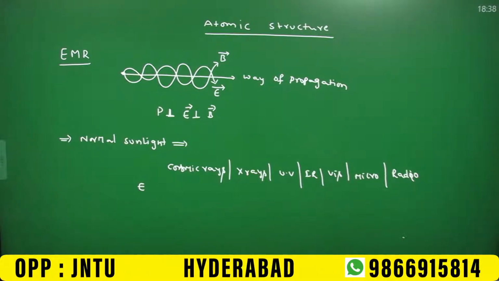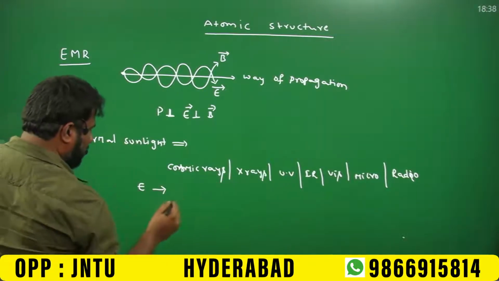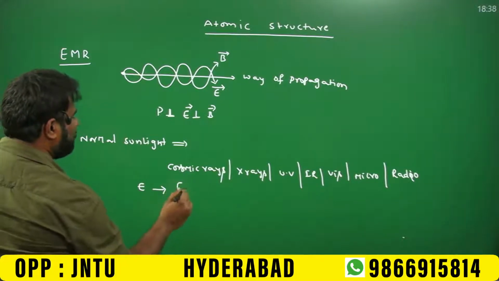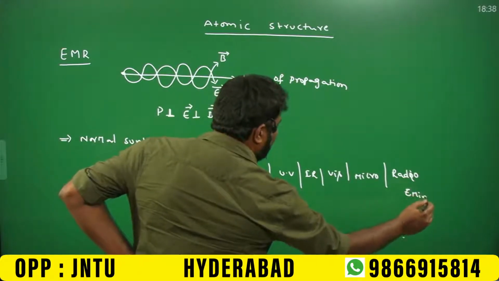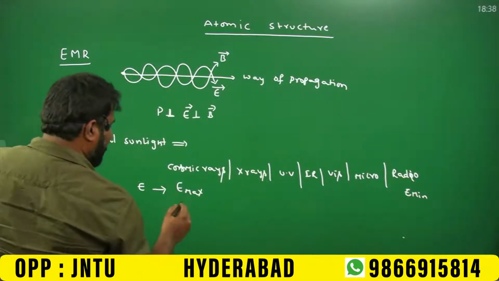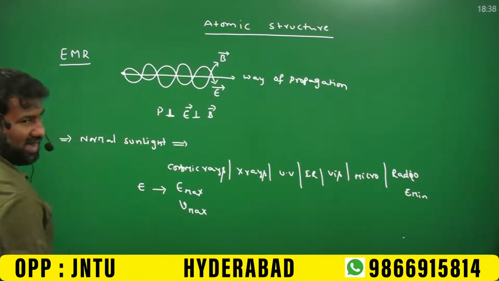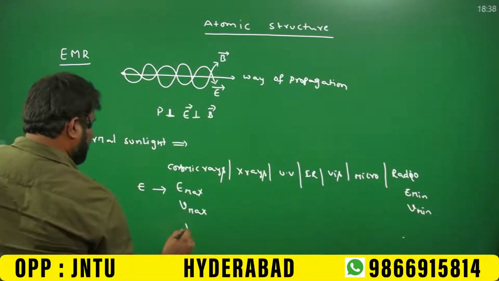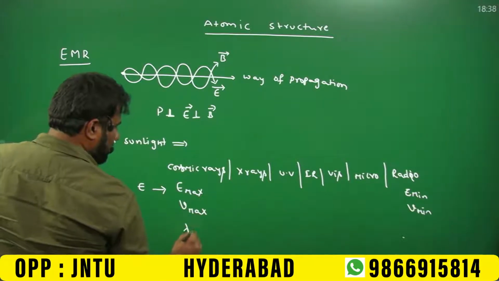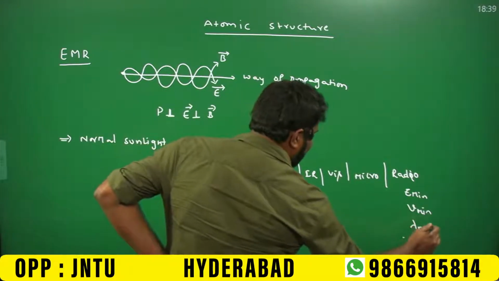See, this is the energy maximum. That means if I am coming from cosmic rays to radio waves, energy decreases. For cosmic rays, energy maximum, energy minimum for radio waves. In the same way, energy is directly proportional to frequency, so we can say nu maximum for this one, nu minimum, very less. And lambda is inversely proportional to energy, so you can write lambda minimum, wavelength minimum, and this is wavelength maximum.